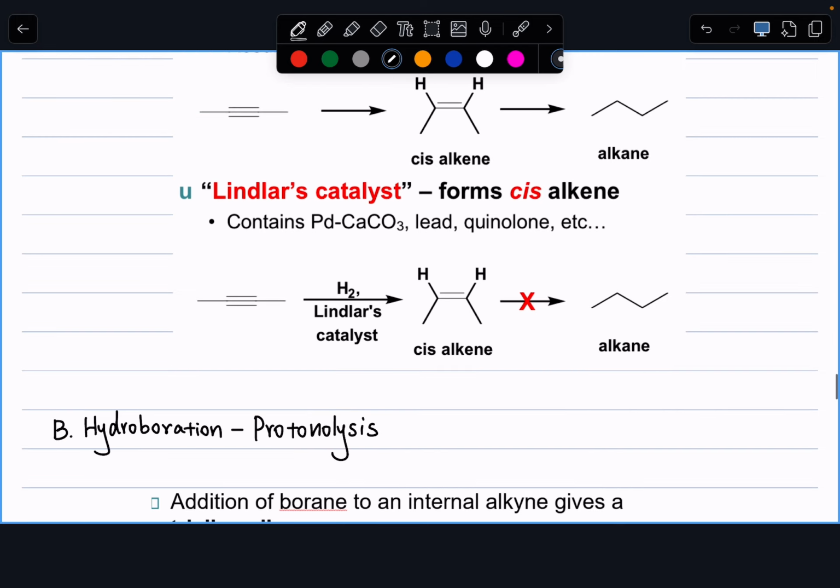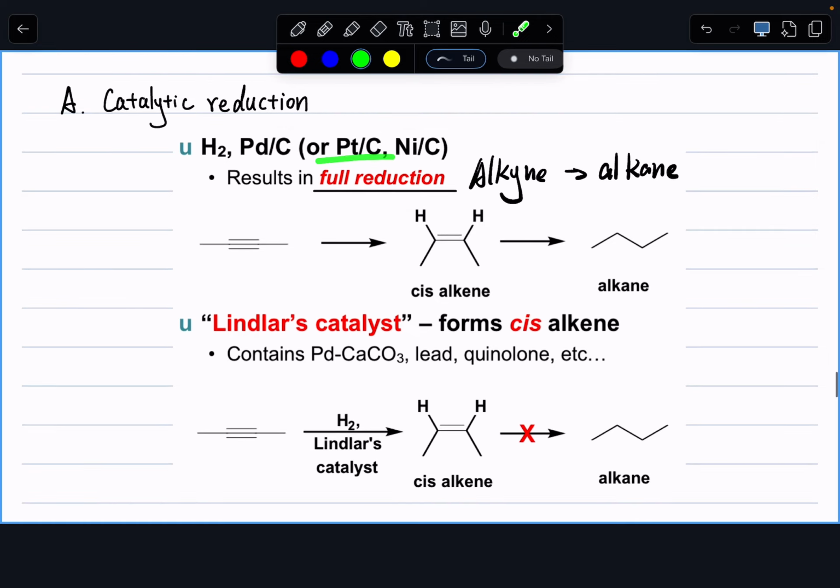Alternatively, if we use a pretty complicated catalyst called Lindlar's catalyst, I don't expect you to know the composition of Lindlar's catalyst, but using Lindlar's catalyst, we'll be able to only reduce the alkyne into cis-alkene. So the most important take-home message here is that depending on the reaction condition, you can control the product, right? H2 palladium, full reduction into alkane. Lindlar's catalyst is reduction from alkyne to cis-alkene, and it stops here. No reaction to alkane.